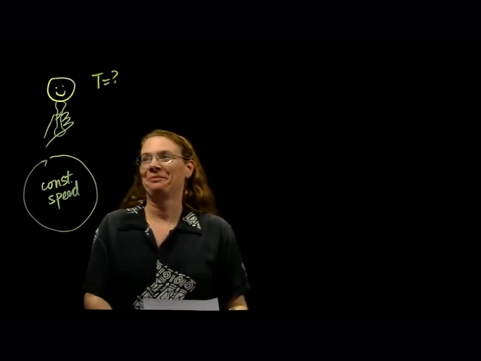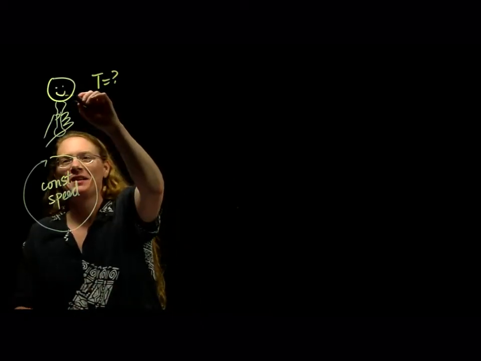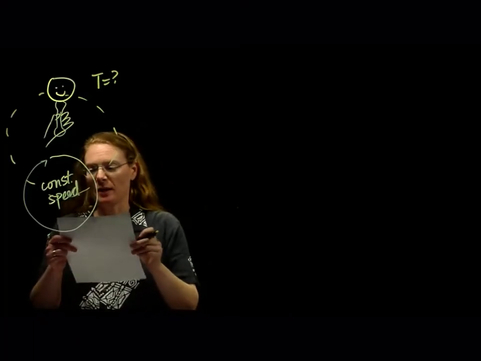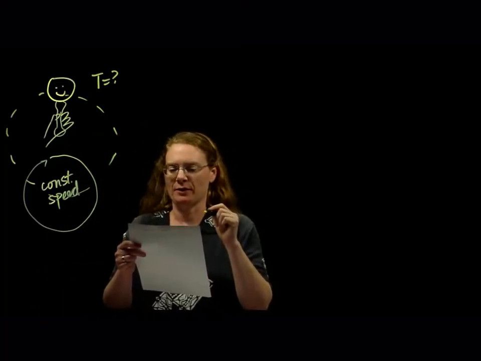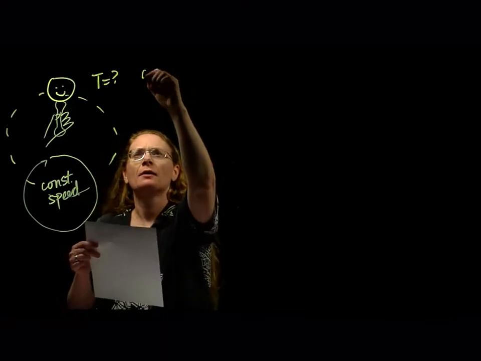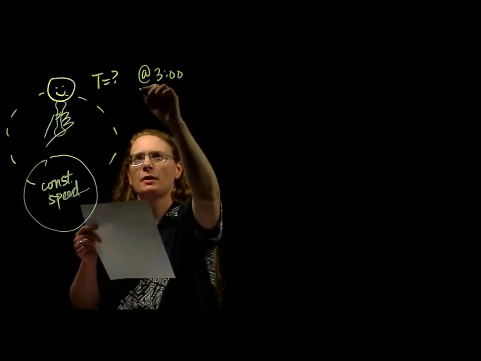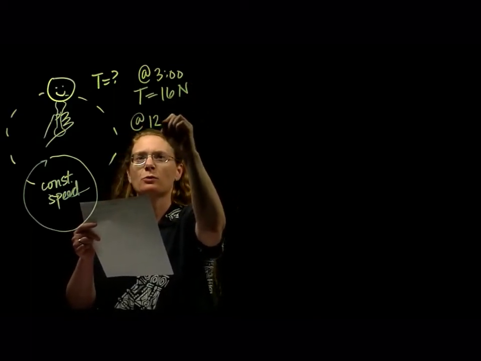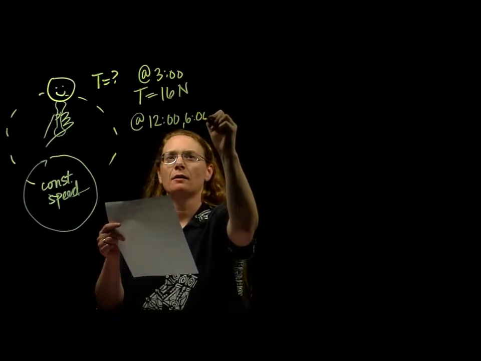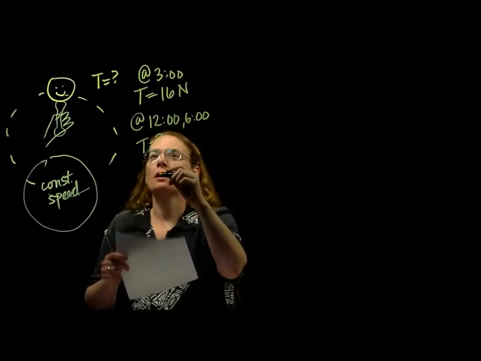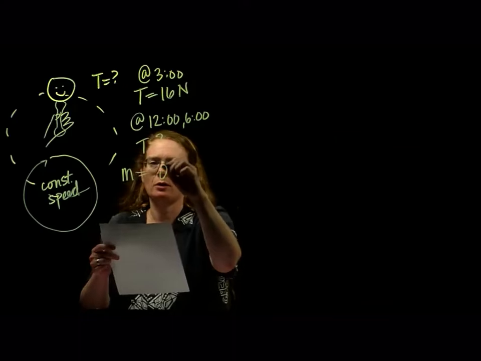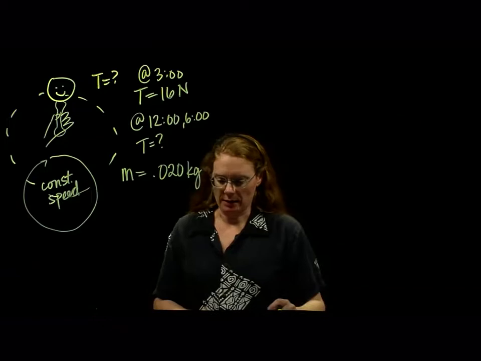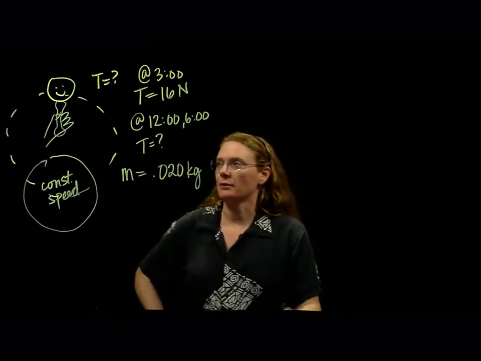Okay, so what are our knowns? There's our picture. Great picture. And we're going to spin this in a vertical circle. When the skeleton head is at the 3 o'clock position, the stick tension is 16 newtons. So at the 3 o'clock position, the tension is 16 newtons. So at 12 o'clock and 6 o'clock, what is the tension? And we're given the mass, oops, forgot that, 0.020 kilograms, 20 grams, very light. So not a lot of tension. Well, yeah, 16 newtons, not a lot of tension.